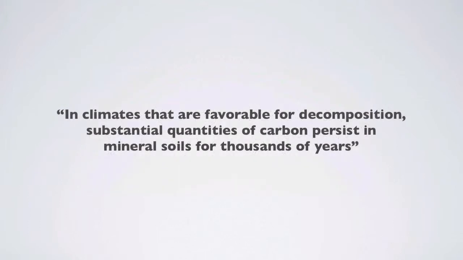Now, in climates that are favorable for decomposition, substantial quantities of carbon can persist in mineral soils for thousands of years. So how is it that in places where decomposition happens really fast, you can have organic matter in soils that has been there for thousands of years? Well, part of this persistence has to do with a couple of factors. One of those is selective preservation.